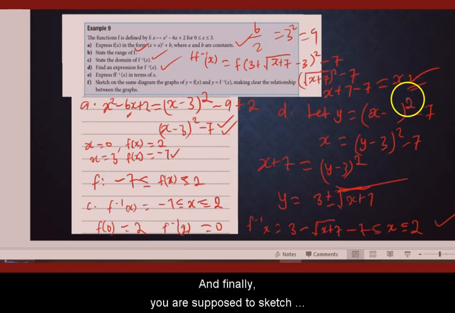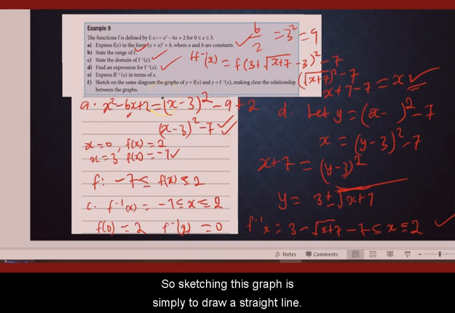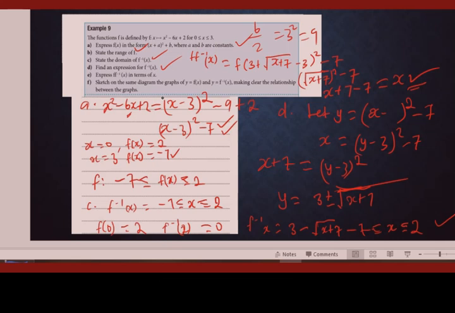And finally, we are supposed to sketch on the same diagram the graph of y equals f of x and f inverse of x. So sketching this graph is simply to draw a straight line, the line y equals x.